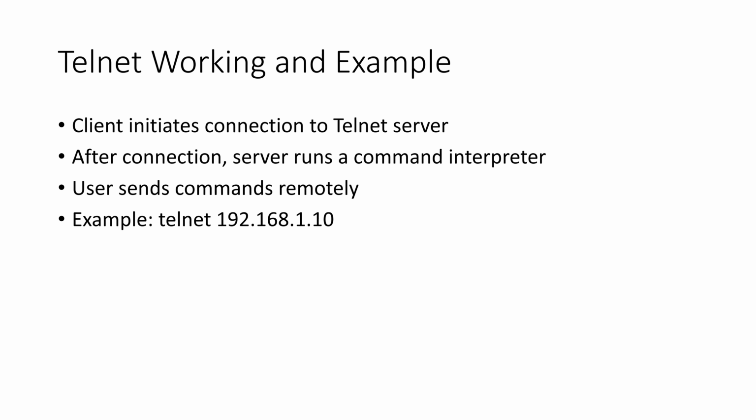In a typical Telnet session, the client initiates a connection to a Telnet server running on the target machine. Once connected, the server provides a command interpreter, allowing the client to run commands on the remote system. For example, on a terminal, typing telnet 192.168.1.10 would attempt a connection to the computer at that IP. It was widely used for network device configuration, remote server management, and troubleshooting, but again, lack of encryption makes it obsolete for secure environments today.